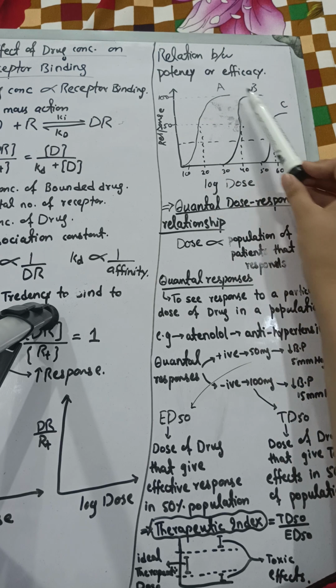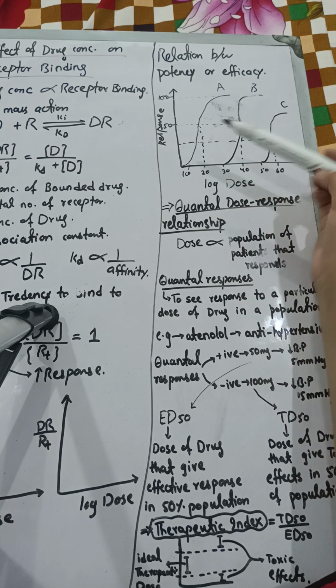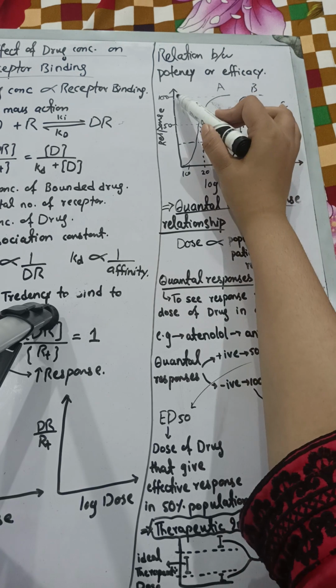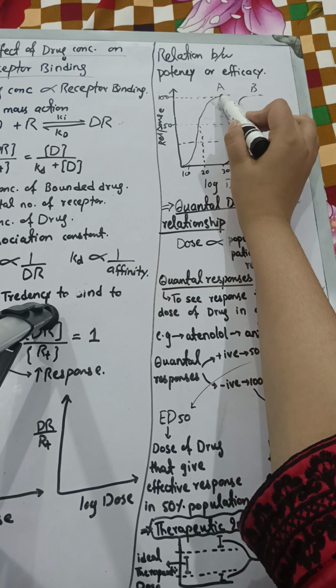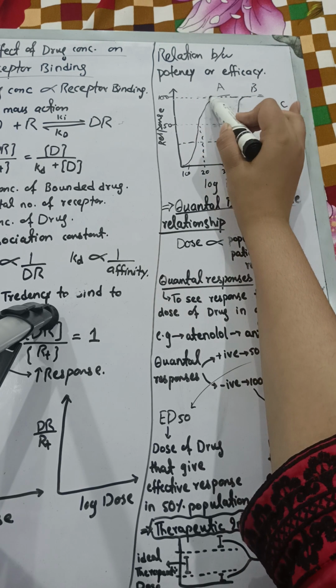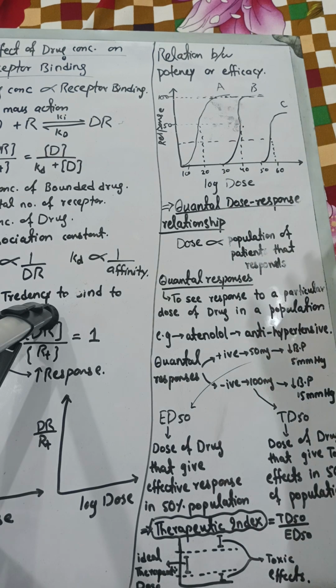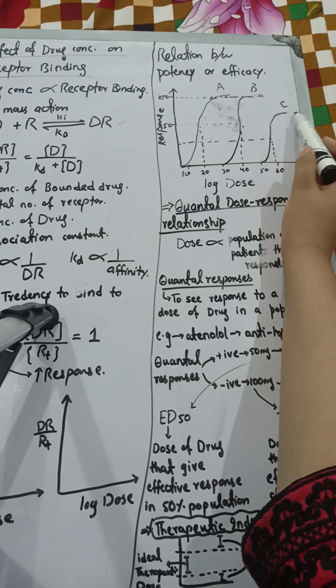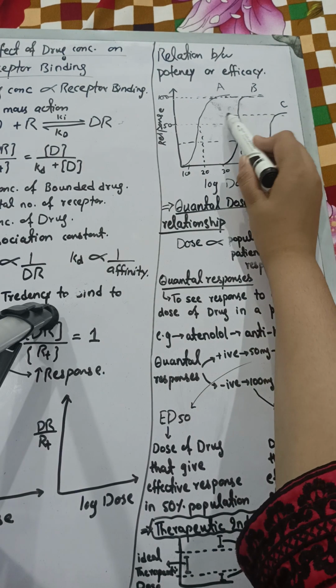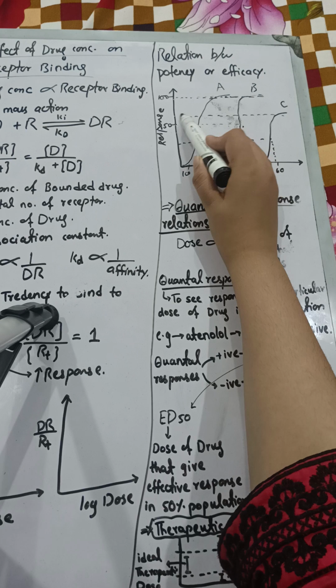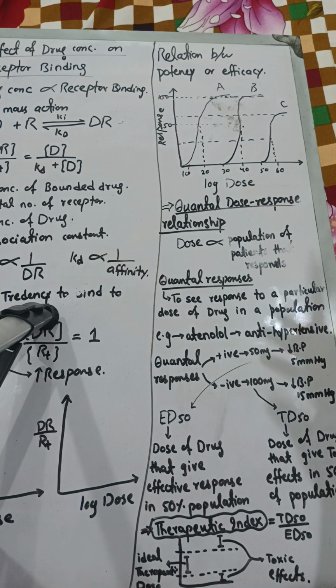Now let's discuss their efficacy. The efficacy means the 100% response. The 100% response is shown by A and B at the same level, meaning the efficacy of your drug A and your drug B is the same, but the efficacy of your drug C is not the same, as its 100% completes here at the 75% mark.